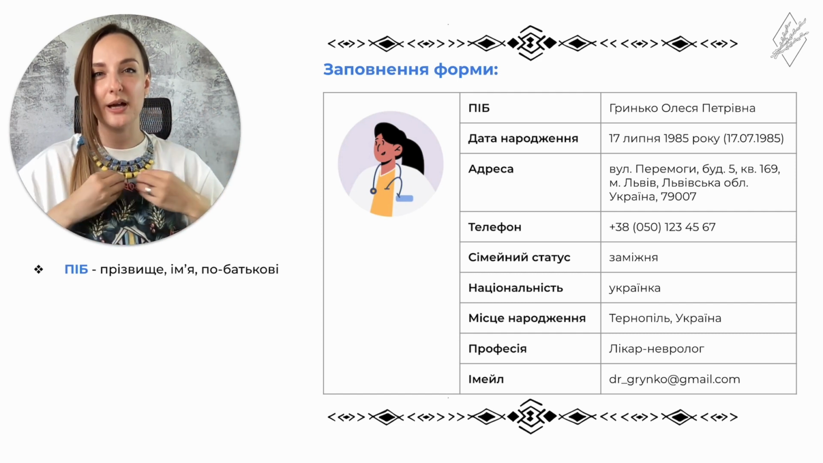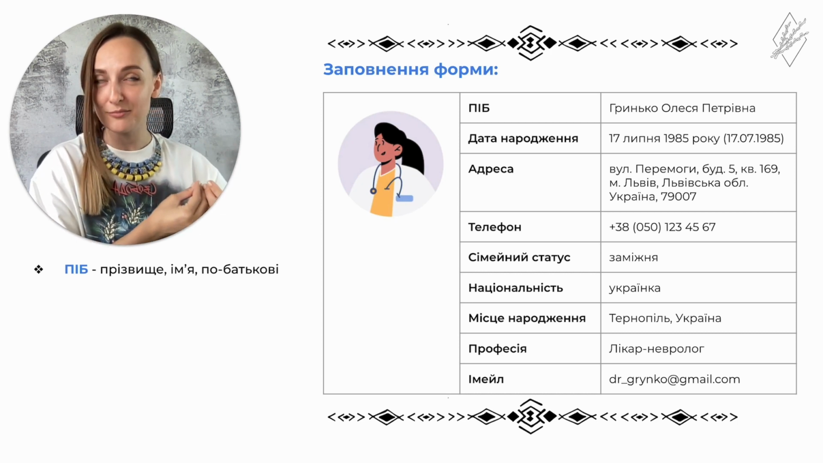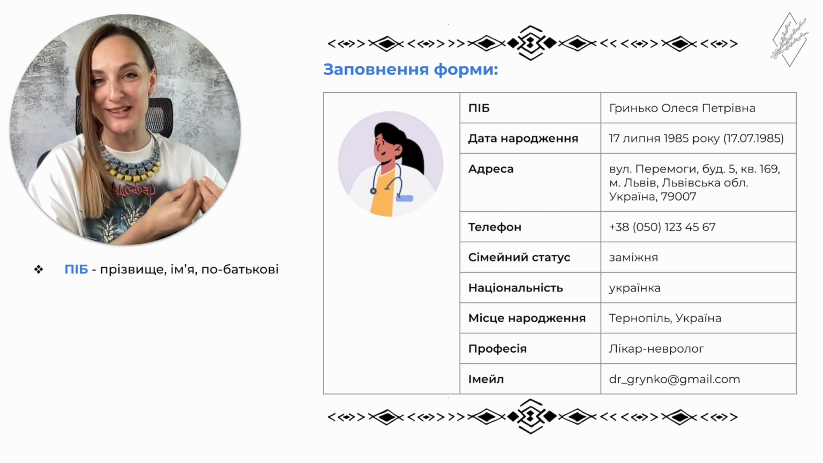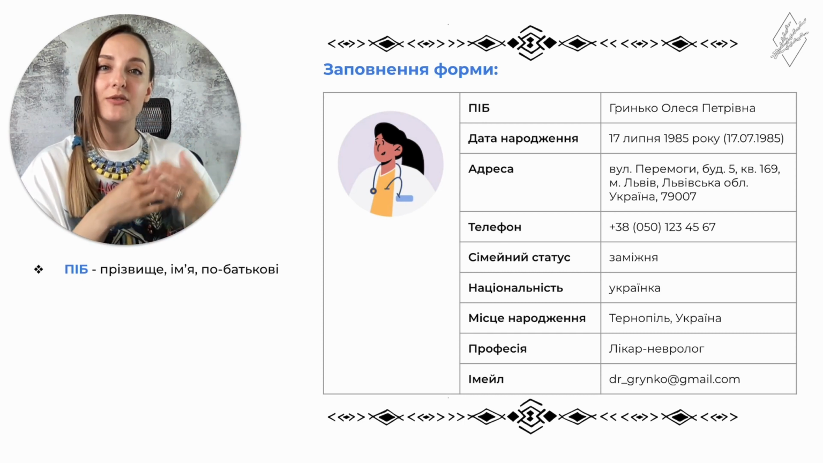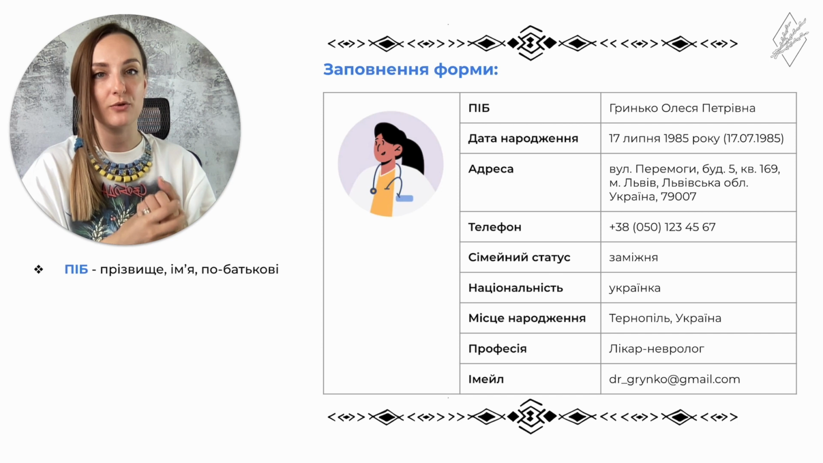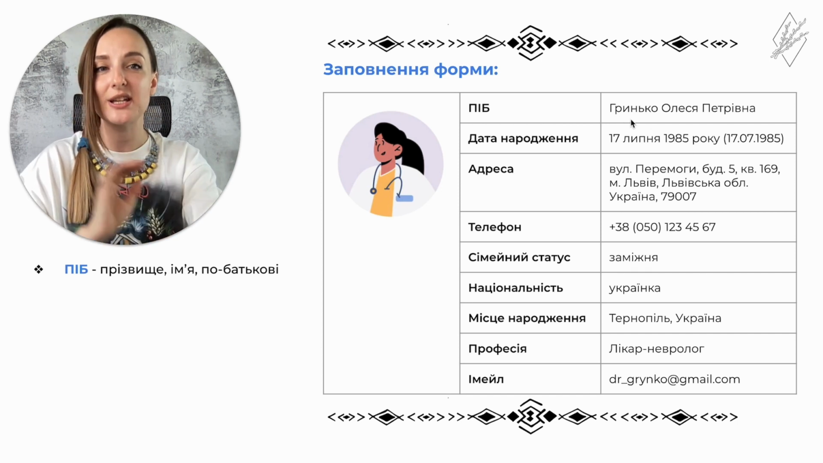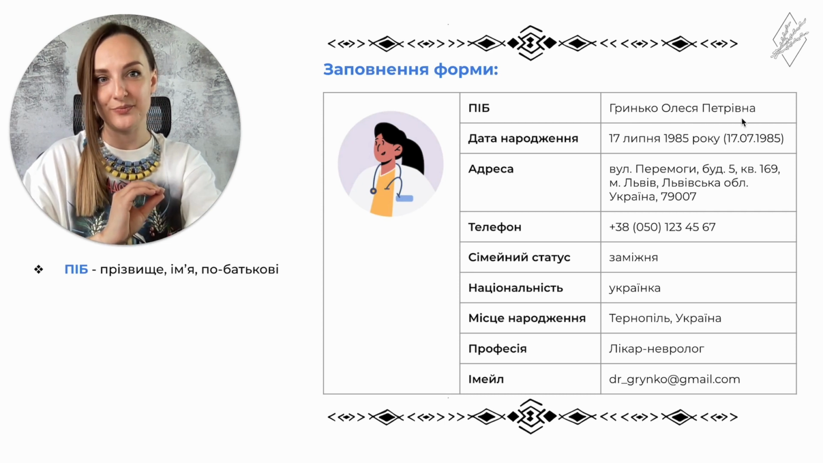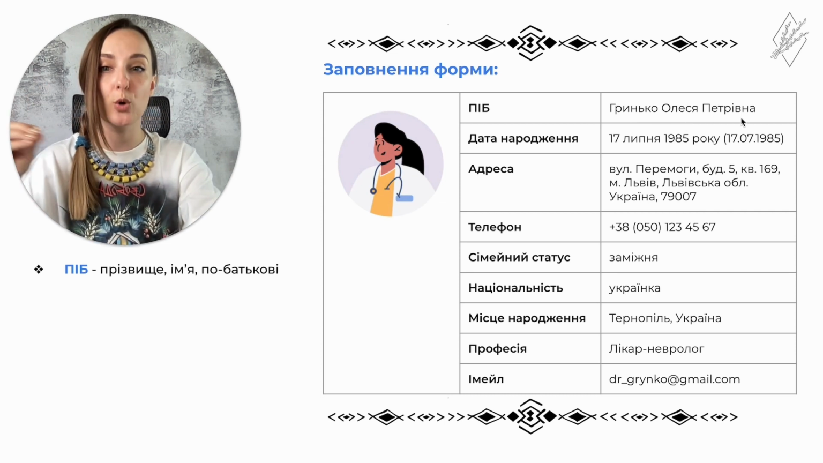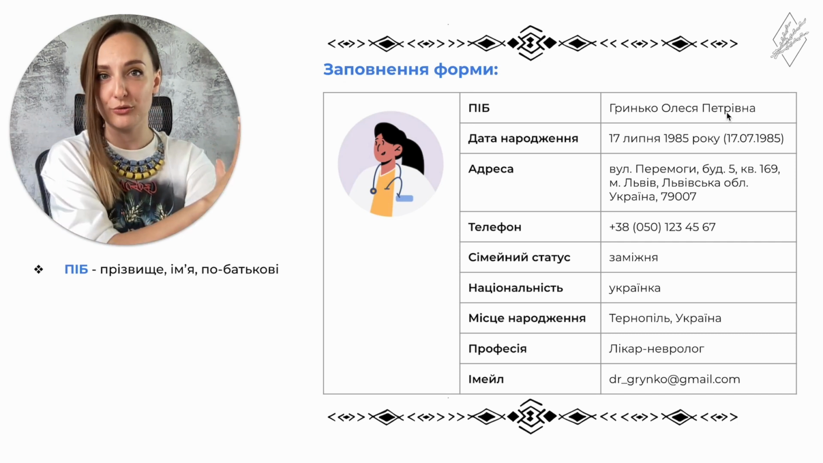For example, my name is Veronika Viktorivna. By the way, my full name is Veronika or Veronica, and my patronymic name is Viktorivna because my father's name was Victor. So here we have the name of our character Гринько Олеся Петрівна. This is her PIB or прізвище, ім'я по батькові. So here you just write your full name.